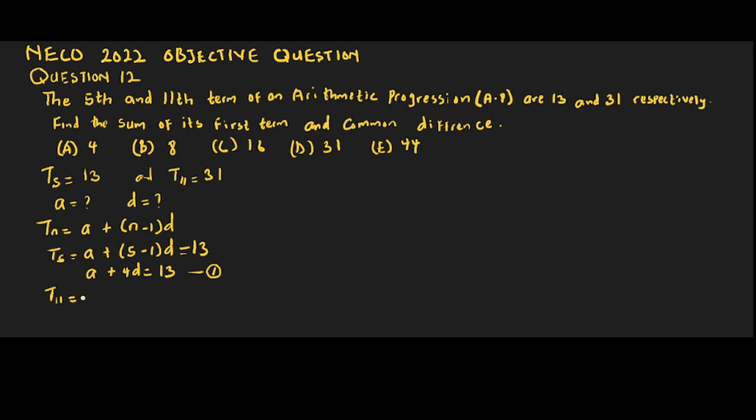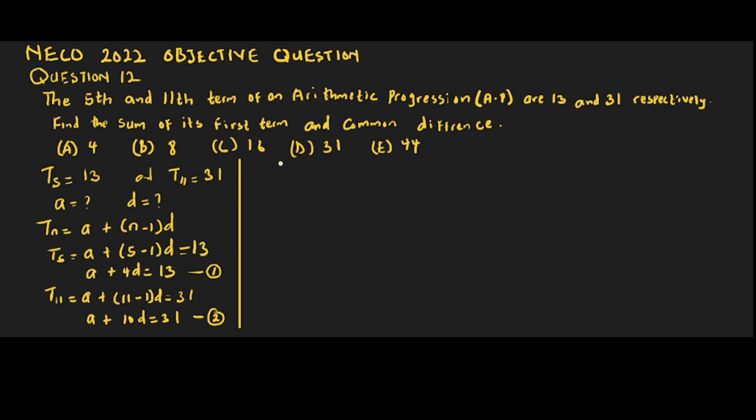Then we have T11 equals A plus (11 minus 1)D, and T11 is equal to 31. Here we are going to have A plus 10D equals 31. We can call this equation 2. We are now going to solve equations 1 and 2 simultaneously so that we can get our A and D.